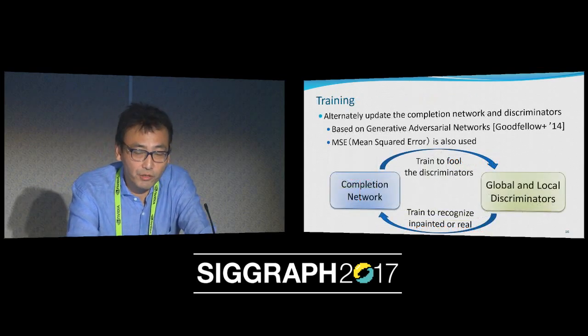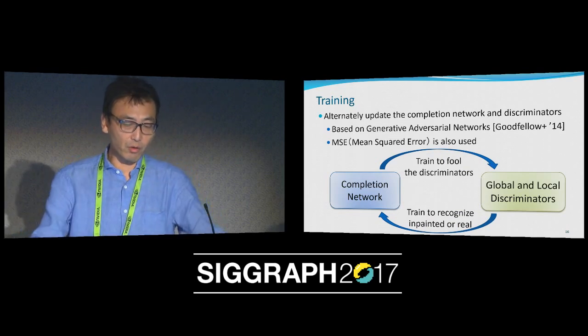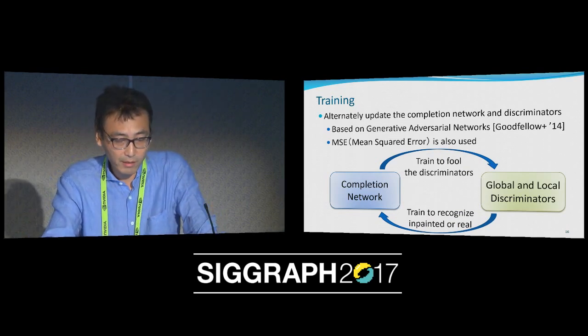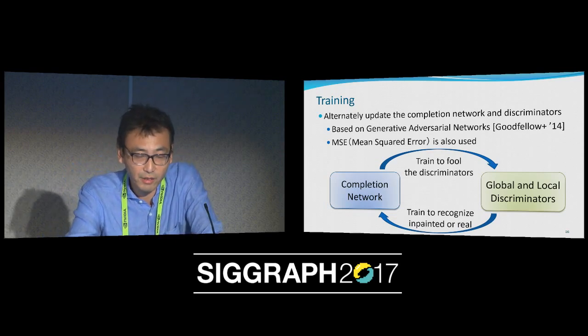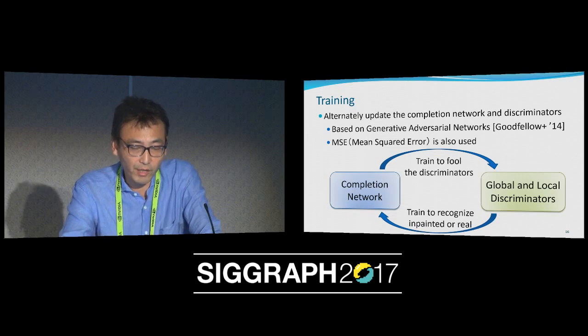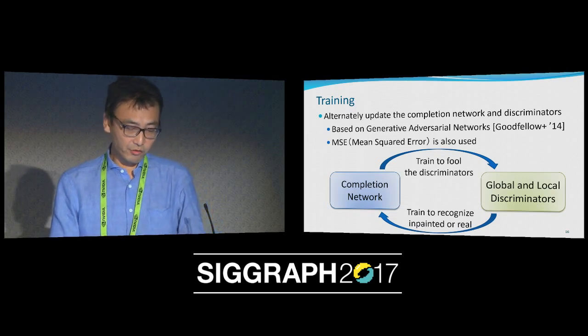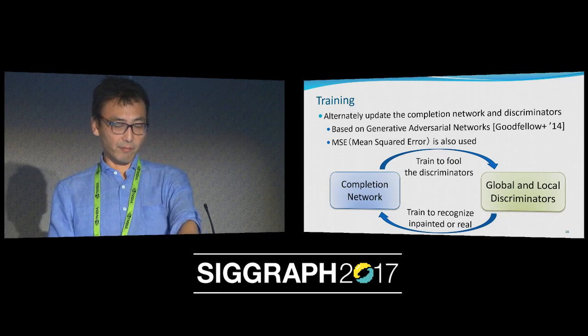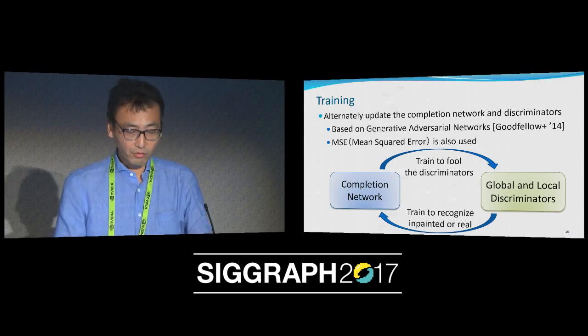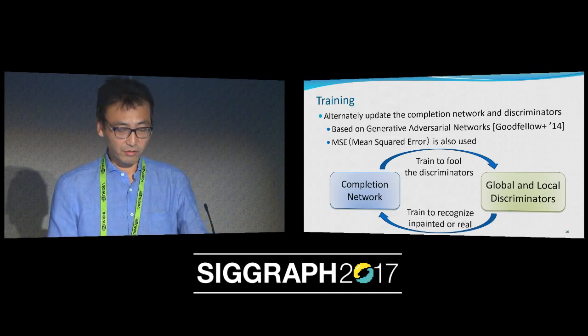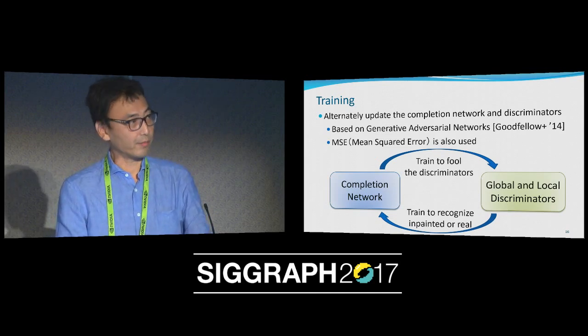During the training, the completion network and discriminators are alternately updated. The discriminators are trained to distinguish fake from real images, while the completion network is trained to fool the discriminators. The discriminators recognize the image using both global and local information of images, and thus the completion network has to learn both globally and locally consistent image completion. We also use MSE loss to improve consistency of completed images.